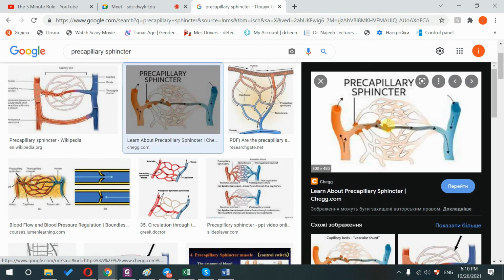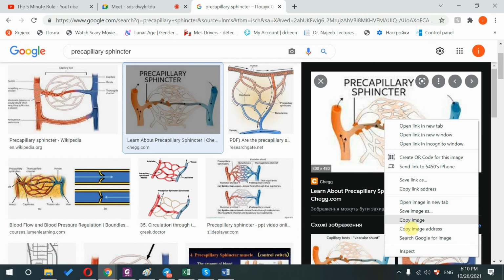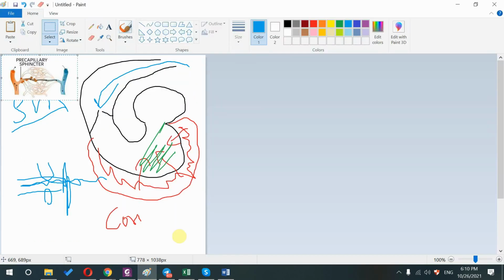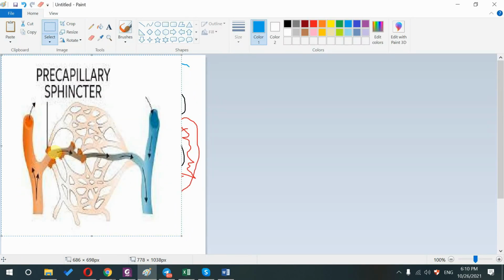Yes. So take a look at this. Most of you have never heard of this, but here is how it looks like. So this is precapillary sphincter. It's just a sphincter that contracts. So here we have an arteriole, and it has this precapillary sphincter on it, and then we have the capillaries here. So it's not in the capillaries, it's in the arterioles. So that regulates how much blood is going to the capillary. So if it contracts, less blood. If it dilates, more blood.